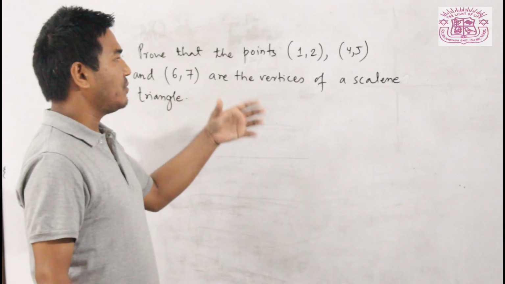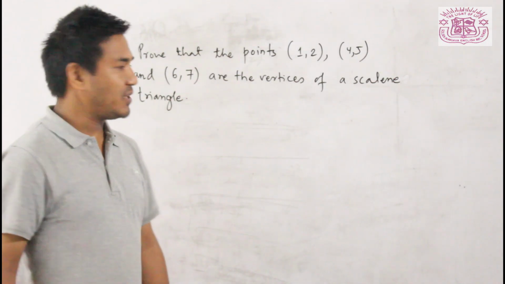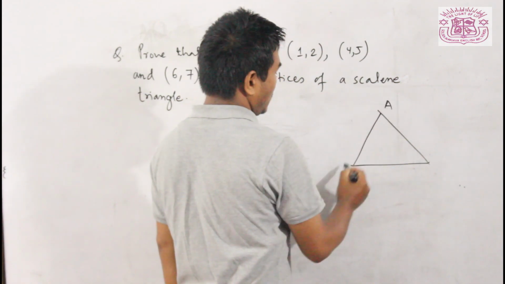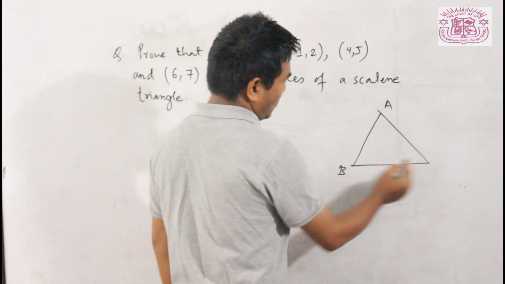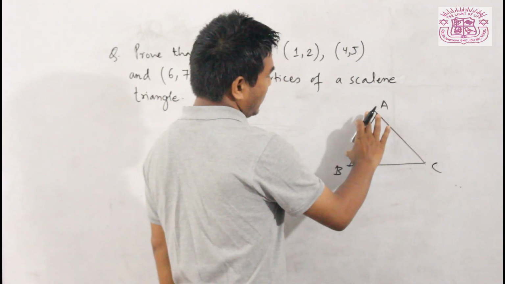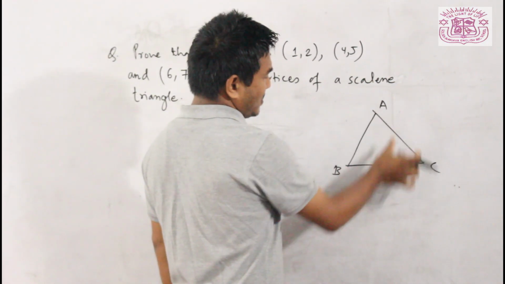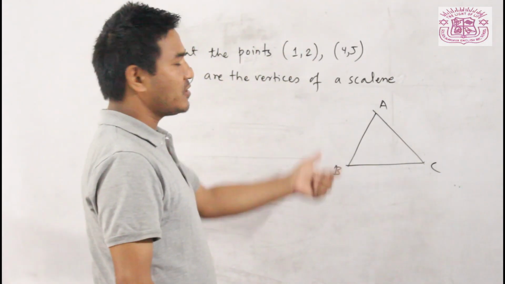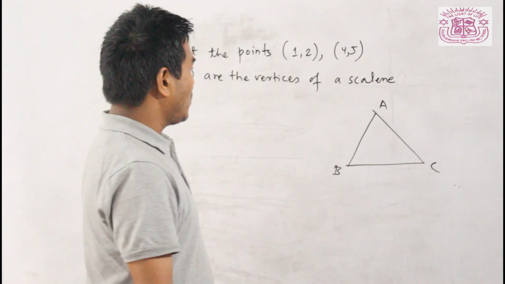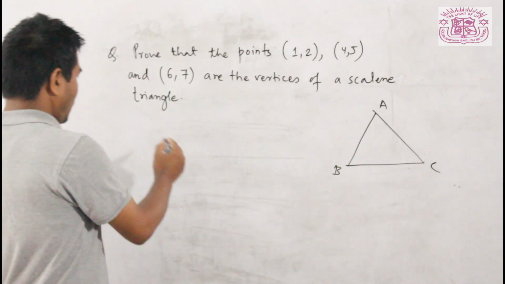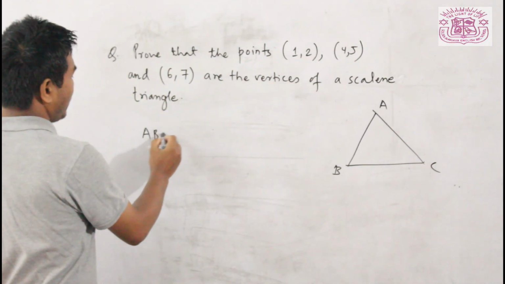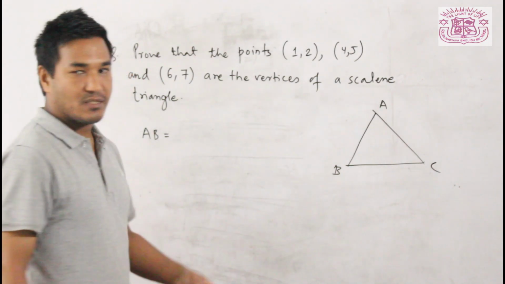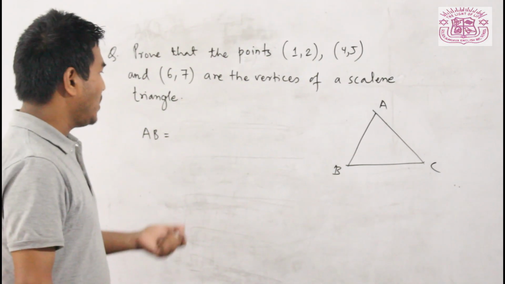we have to show all of the distances to be unequal. That means in a triangle we have 3 sides. This is A, this is B, this is C, so the 3 sides are AB, BC and AC. For proving a scalene triangle, we need to prove all of the distances to be unequal. So first of all, find the distance of AB by using the distance formula and taking the points A and B as x1, y1 and x2, y2.